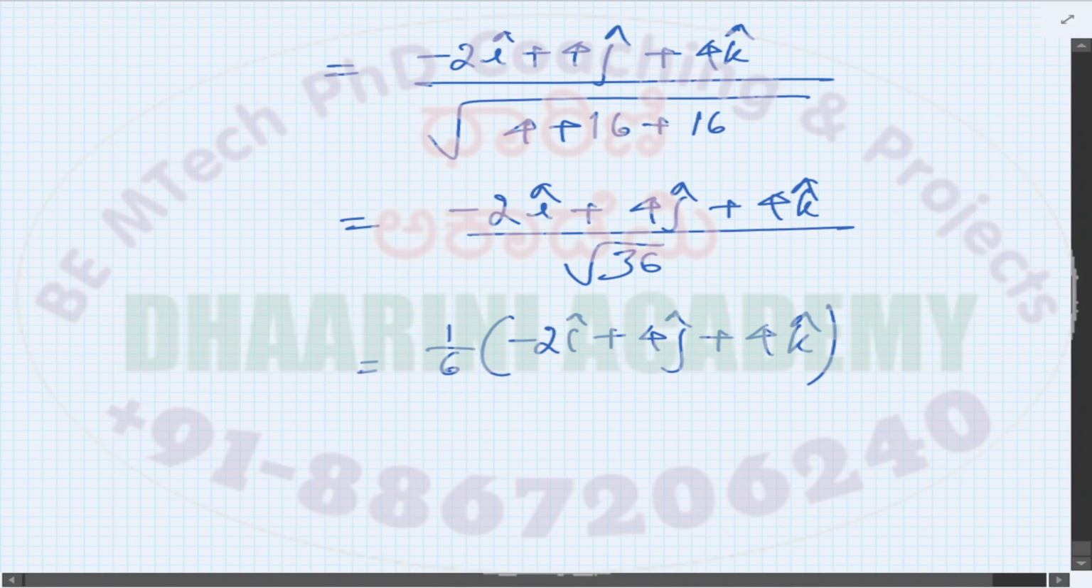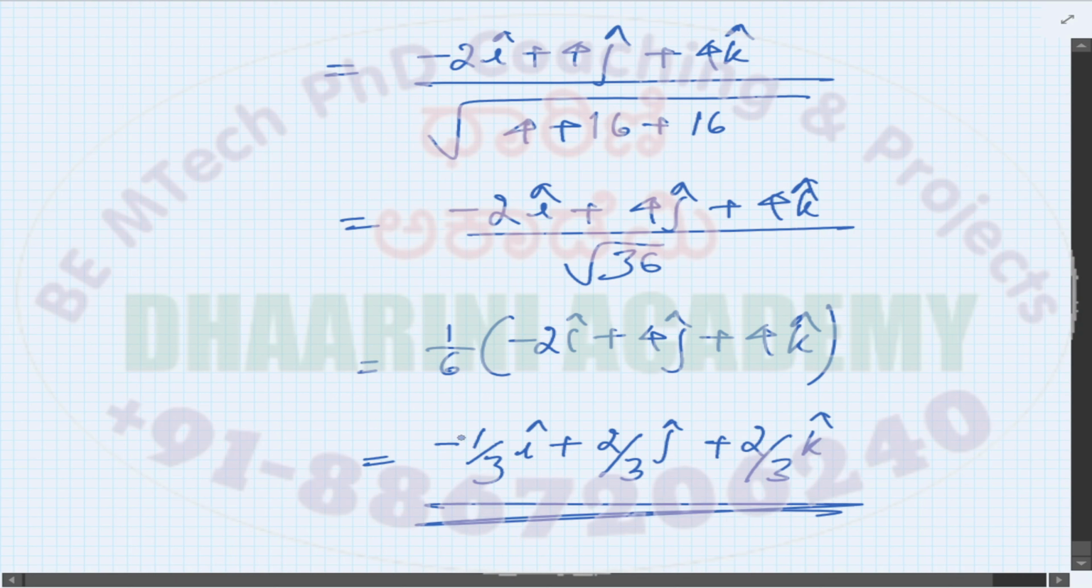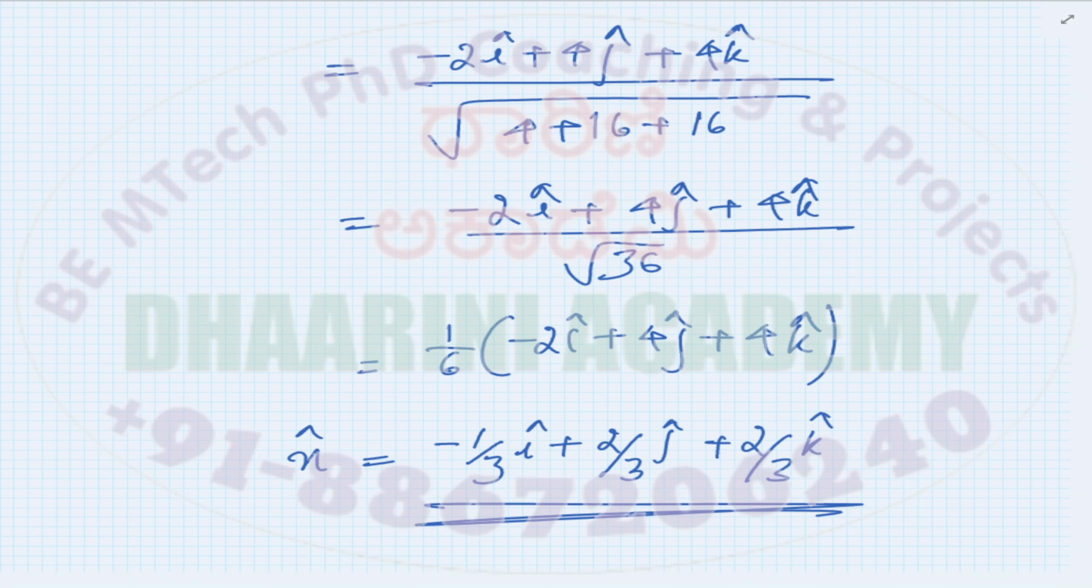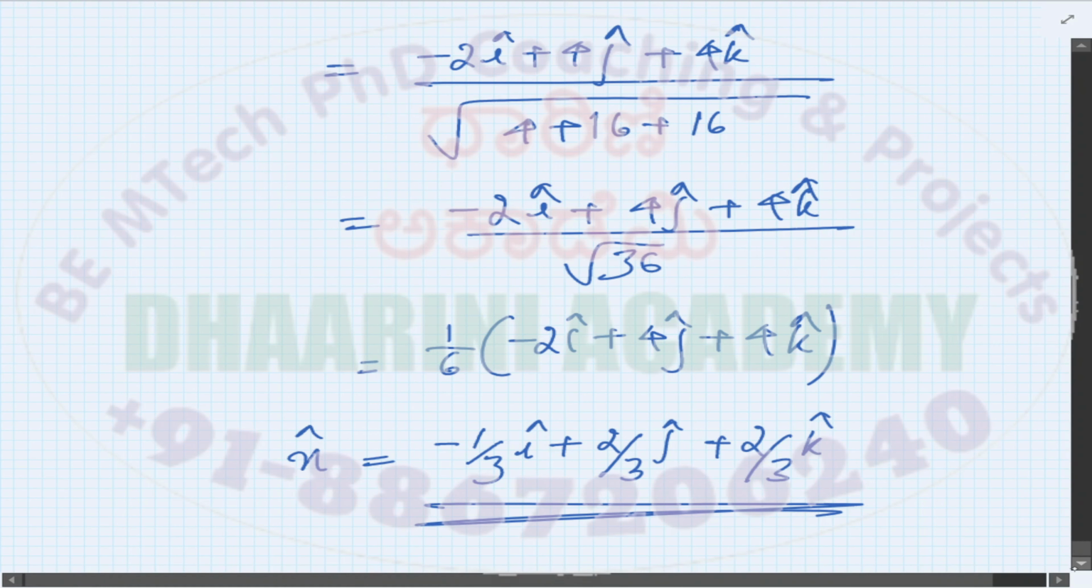So under this situation, now we can write this as, so 2 will cancel with this. This is minus 1 by 3 i cap plus 2 by 3 j cap plus 2 by 3 k cap. This is the required unit vector normal to the given direction. Alright, so this is the simple solution.